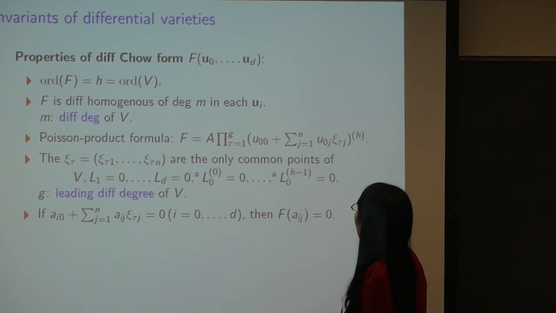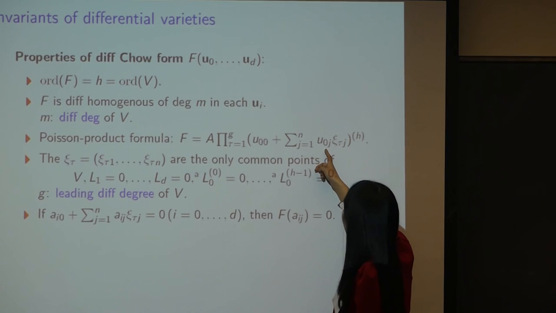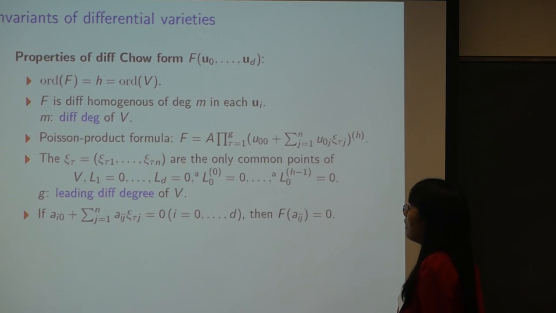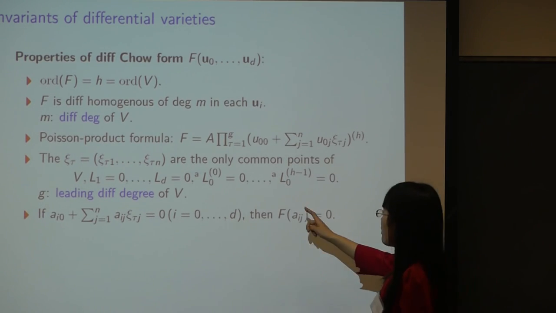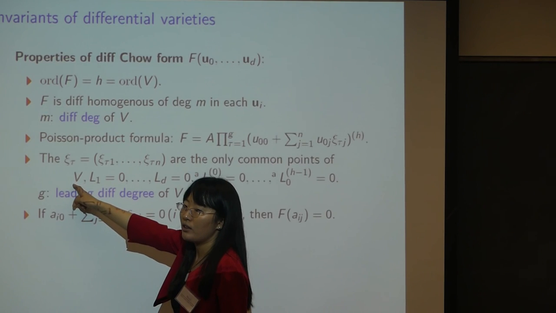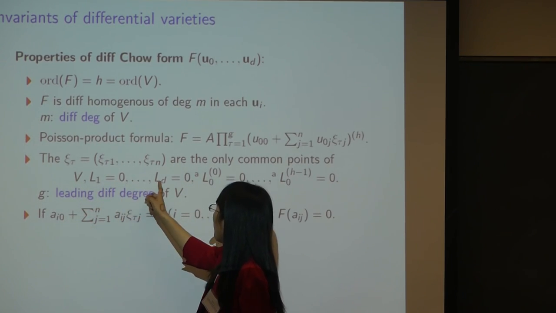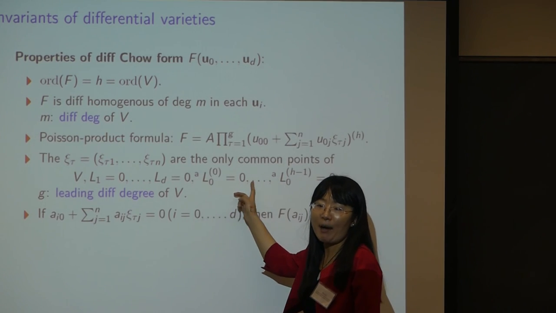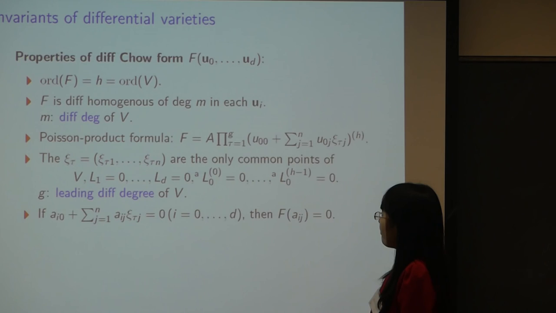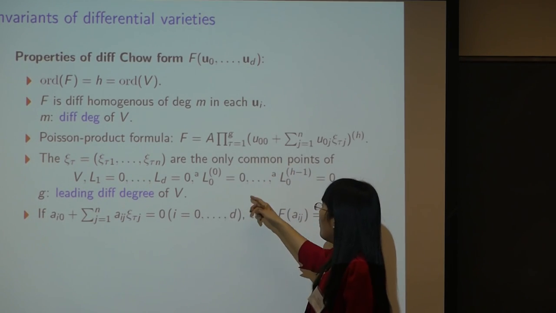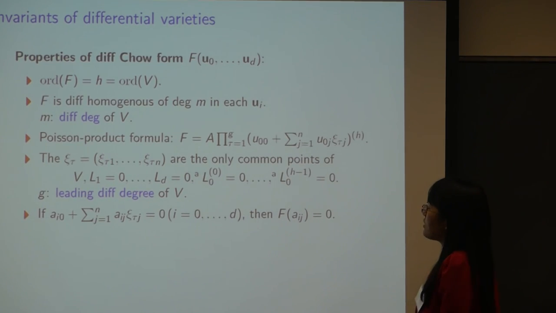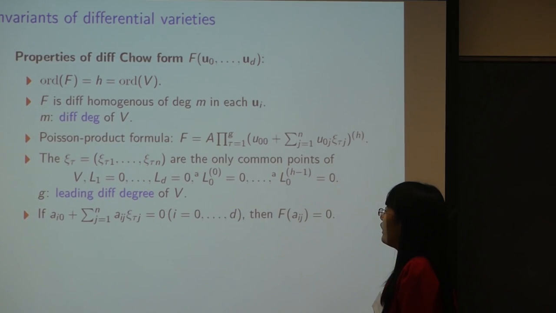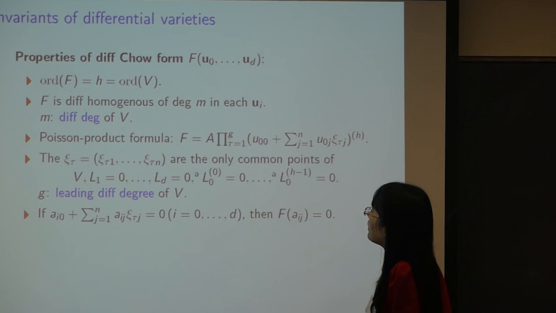And the coefficients of these linear factors, if we consider them as a point in the n-dimensional affine space, they are the only common points. Firstly, it is the generic point of this variety. And also it lies in L1 to Ld, these d generic differential hyperplanes. And actually these are h generic algebraic hyperplanes. This is the difference. And these g points are the only common points in V and the d generic differential hyperplanes, and also these h algebraic hyperplanes. And we defined this g to be the leading differential degree of this variety.